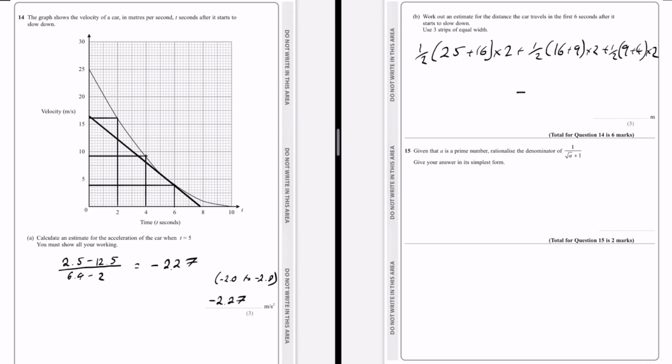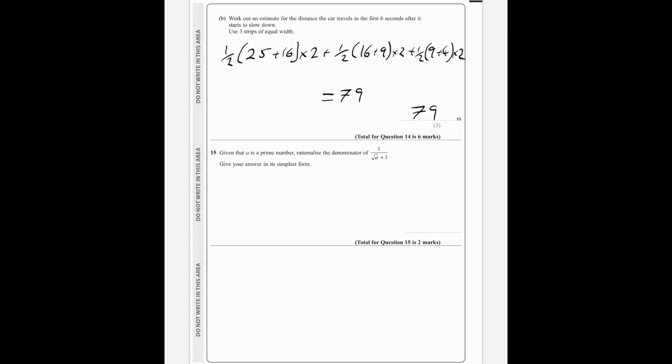There are clever ways of grouping those together to make the calculation shorter. Well done if you've done that. But you should get 79 either way.